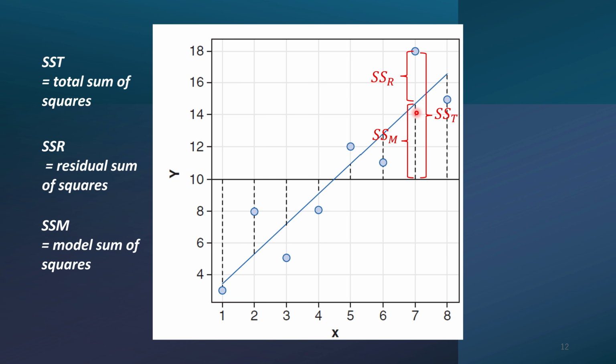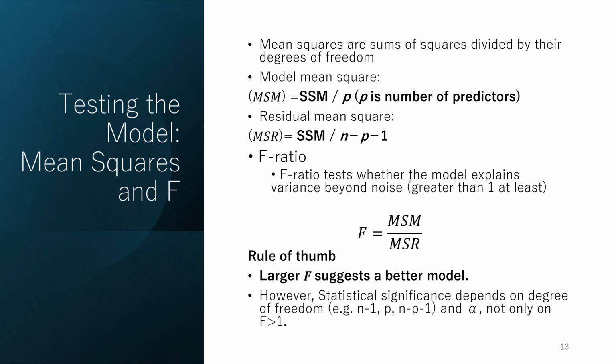If our model fits very well, the residual part SSR becomes small and the model fit part SSM becomes large. That's why we say a good model explains most of the total variation in Y. Okay, next, now we test how good the model is.